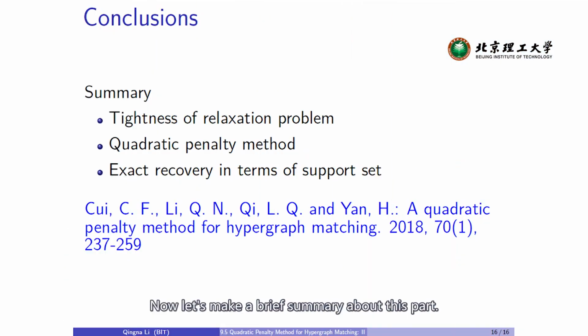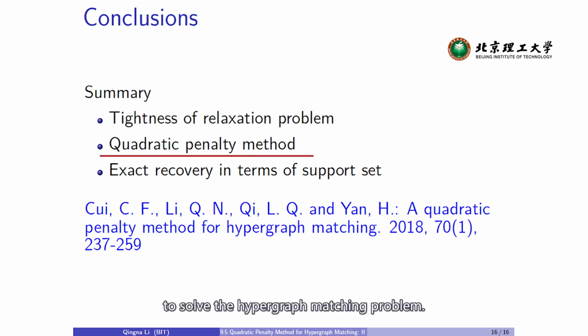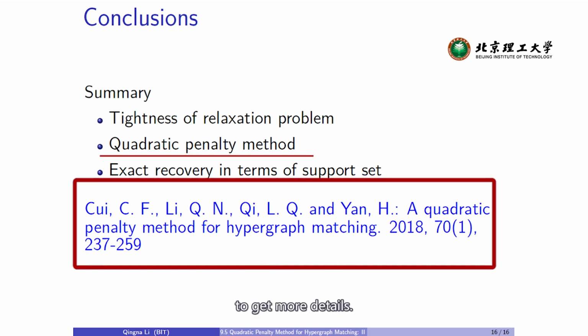Now, let's make a brief summary of this part. In this part, we discussed how we apply the quadratic penalty method to solve the hypergraph matching problem. We also demonstrated interesting results to show the efficiency of the method. If you are interested in this talk, you can check the reference here to get more details.